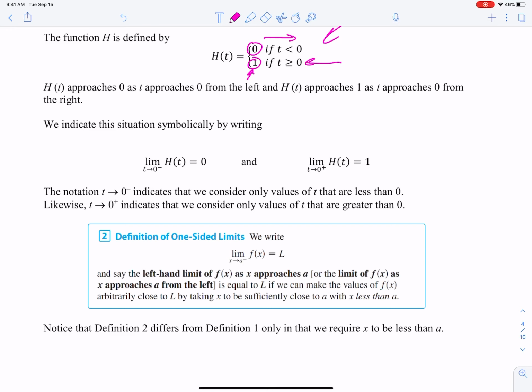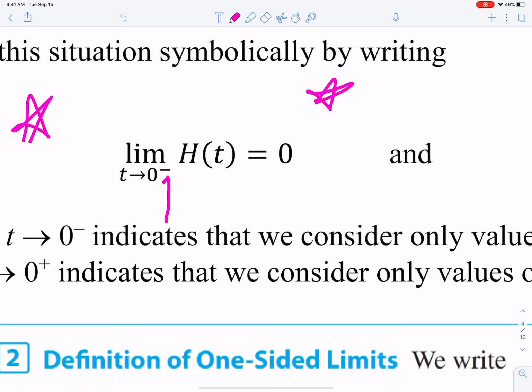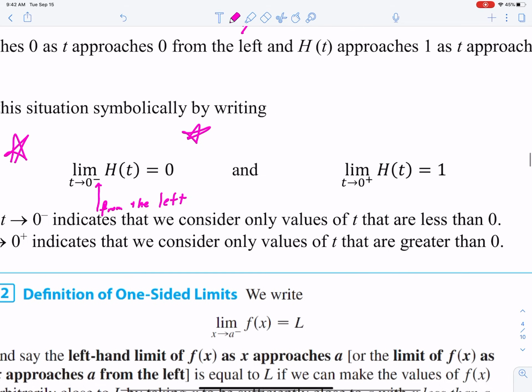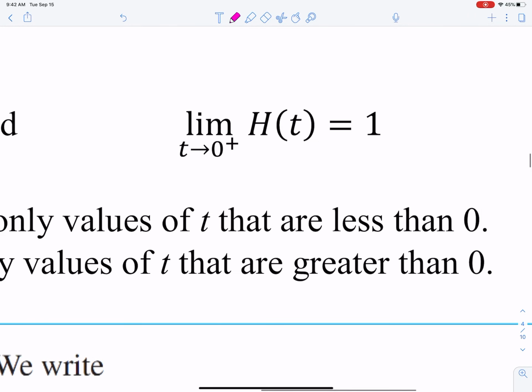So we indicate this situation symbolically. This is important, notation right here. All right, so we read this as: the limit as t approaches 0. This little minus sign up here means from the left, right? Because think about that. On a number line, negative values are to the left, correct? All right, let's finish reading that. The limit as t approaches 0 from the left of h of t equals 0. So that's that piecewise function we were just looking at.